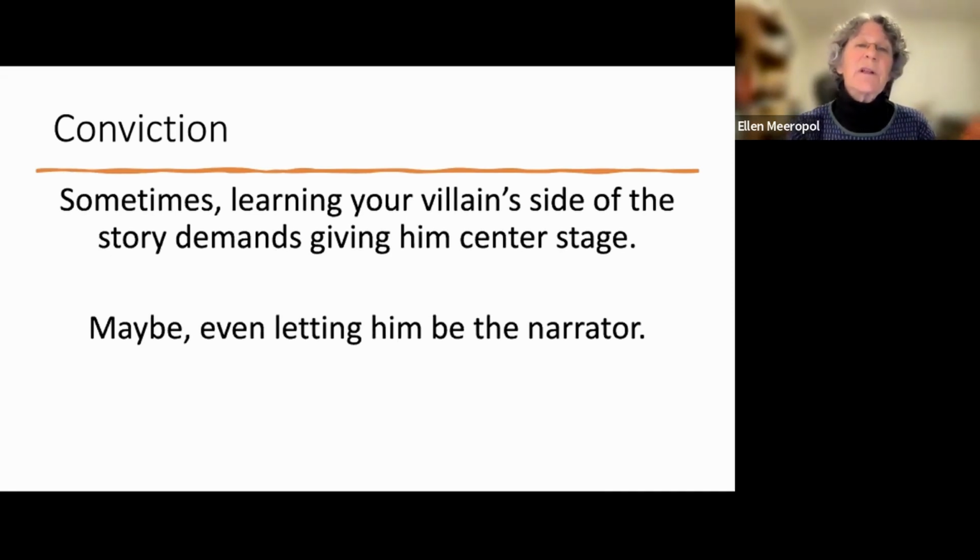Sometimes learning your villain's side of the story demands really giving him center stage, maybe even letting him be the narrator. And that's what happened to me the first time I wrote a villain. It was entirely by accident. I was working on a short story told from the point of view of a young woman on a Caribbean island, the daughter of the dictator of that island, who joined the rebels against her father and was killed by her father's troops. The story was just not working.